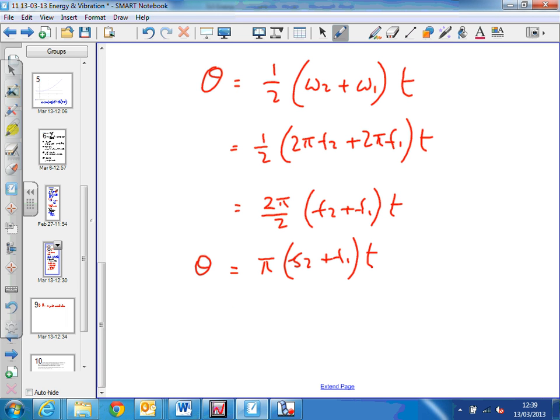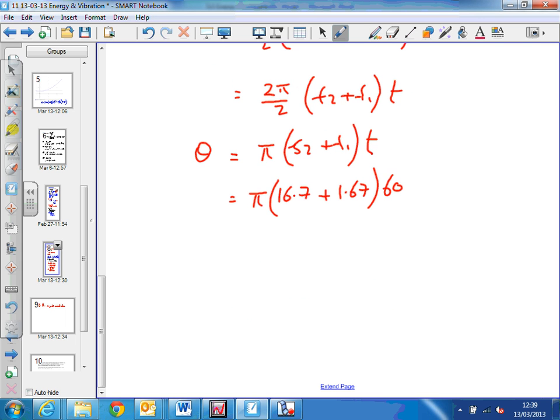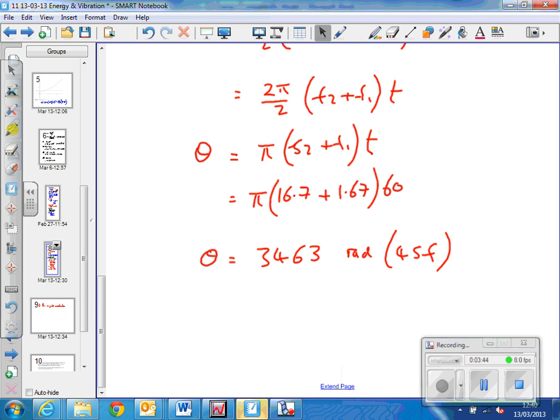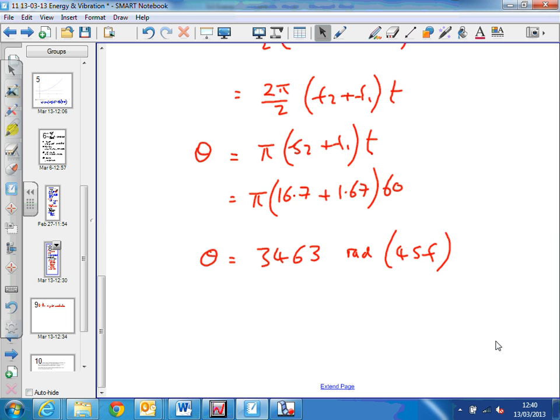Now put in these values, so that's pi times f2, whatever that was. What's f2? Plus f1, 1.67, times 60. Work that out. What do we get now for theta? Which gives us this value, 3,463 radians to four significant figures.